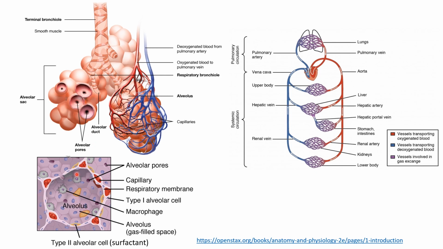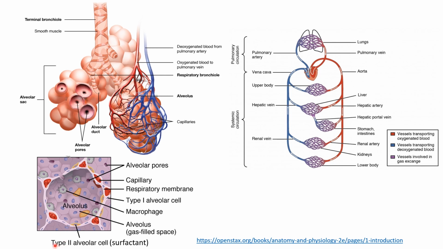Let's look at the cross section of the alveoli. What do they have, and how does it look? These alveoli are air sacs, and they are lined by capillaries. Look at all these red capillaries all around the lining of the alveoli. They are very tiny capillaries. They also have macrophages. Macrophages are immune cells. They kill the microorganisms that come in with the air that you breathe into the lungs.